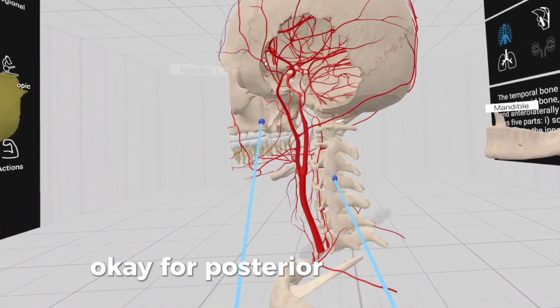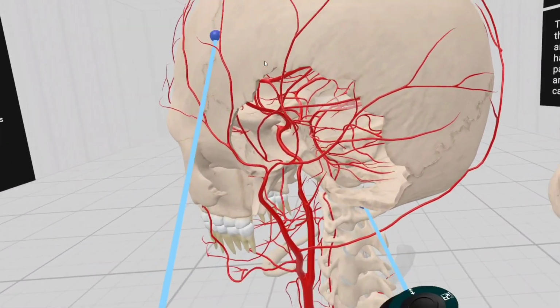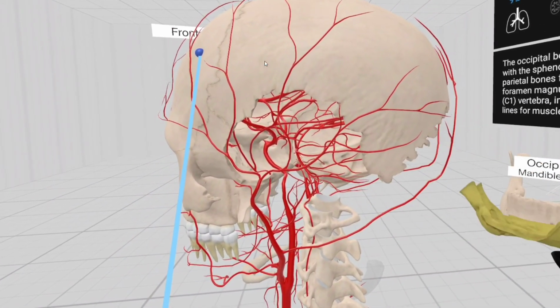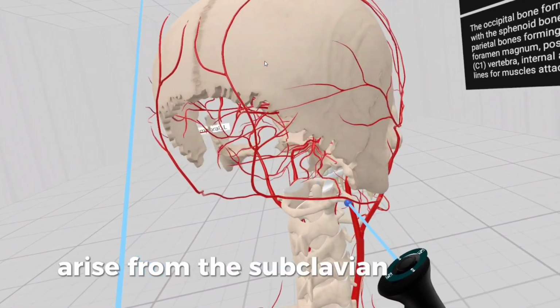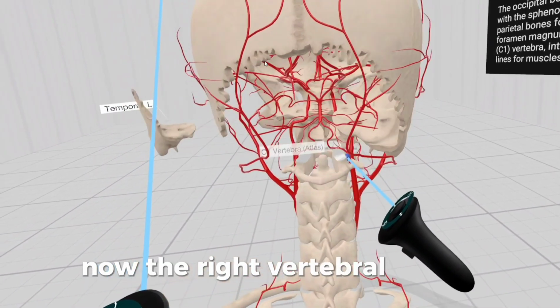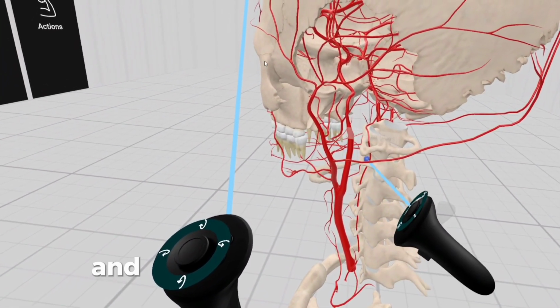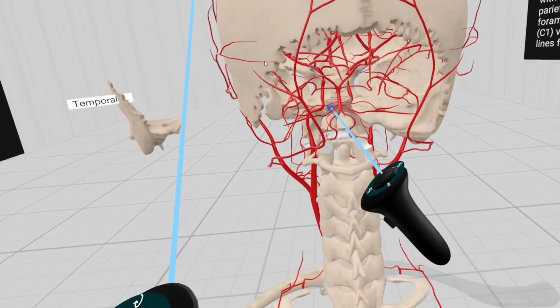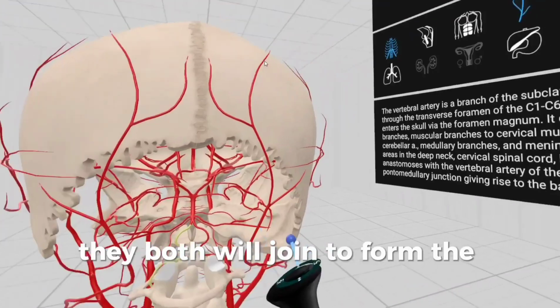Okay, for posterior circulation, we would be looking at the vertebral arteries. These vertebral arteries arise from the subclavian arteries. Now, the right vertebral artery and the left vertebral artery, they both will join to form the basilar artery.